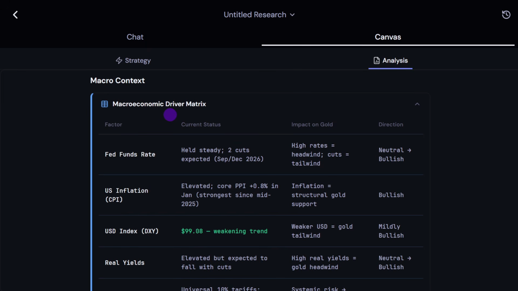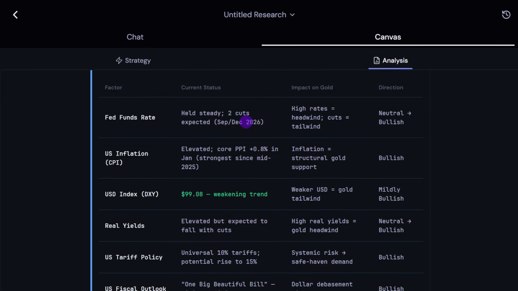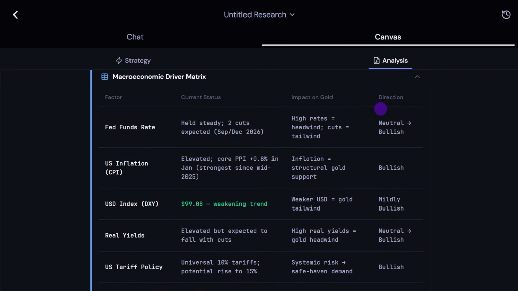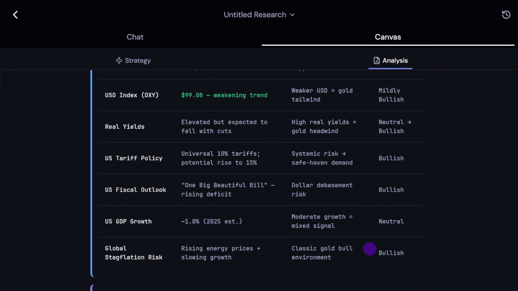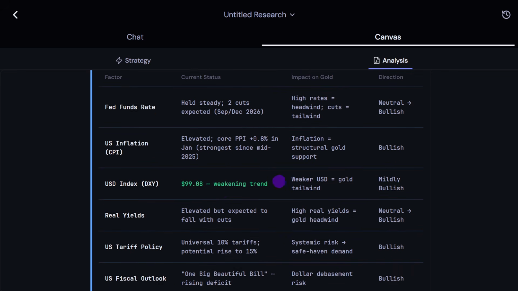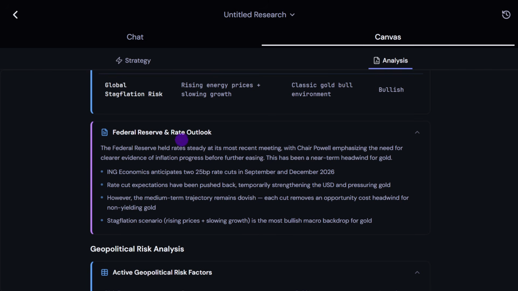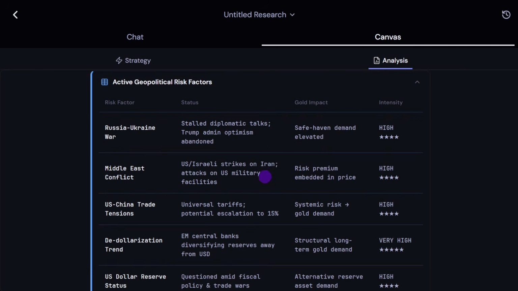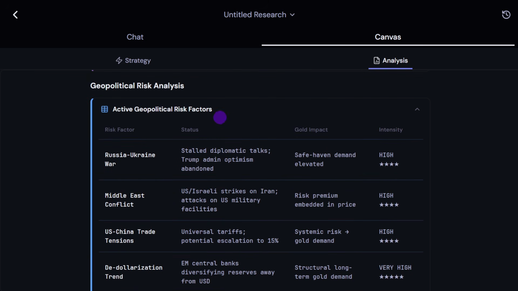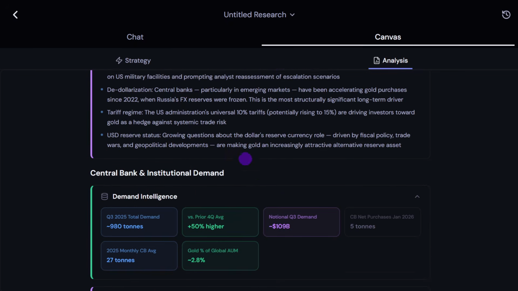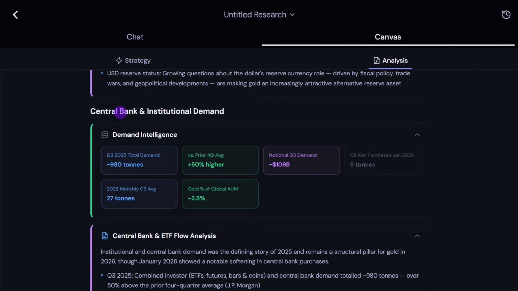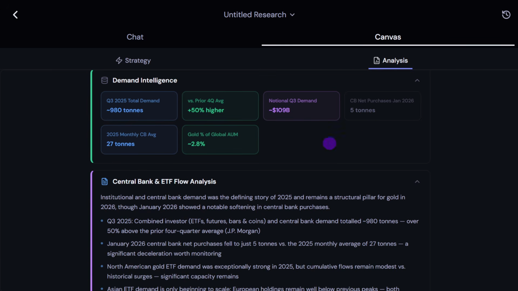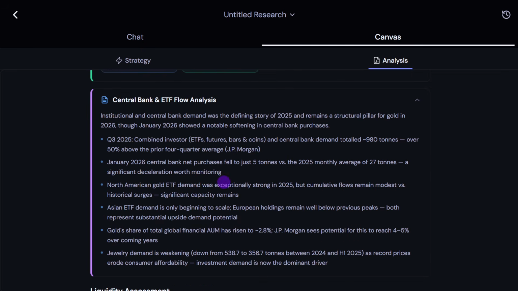And if you like macroeconomic context, you also have a detailed report here. So mainly everything is pointing towards a bullish direction, as you can see. So you have neutral or bullish. It depends on what we are looking at. Then we have the Fed Reserve strategy and the rate outlook summarized here. We have the active geopolitical risk factors that we have seen, the summary of the risks here, geopolitical actions. And then we have the central bank and institutional demand. So you have all the parameters here. And also a summary here.